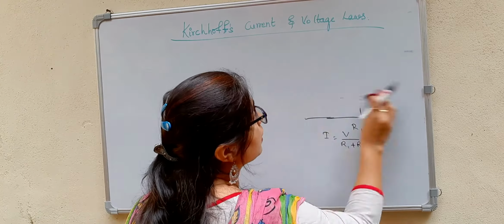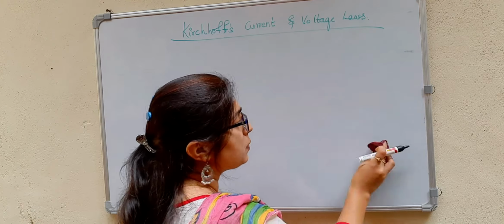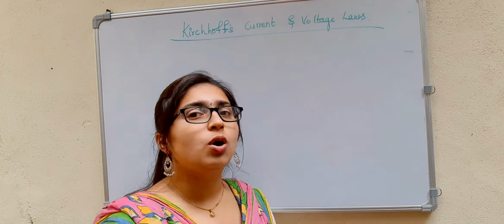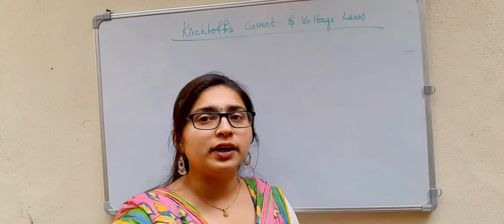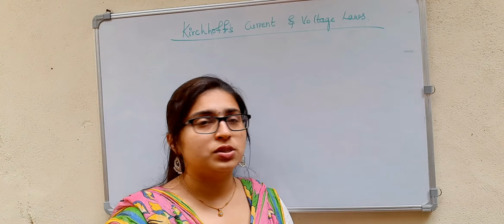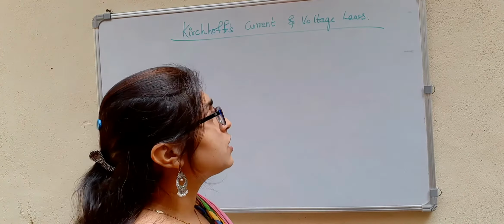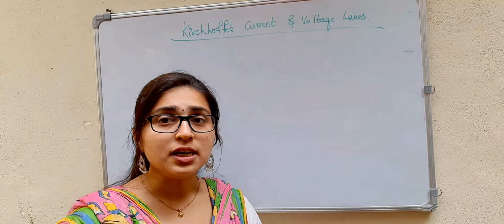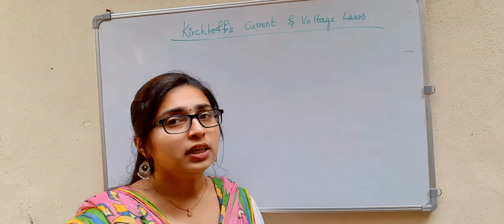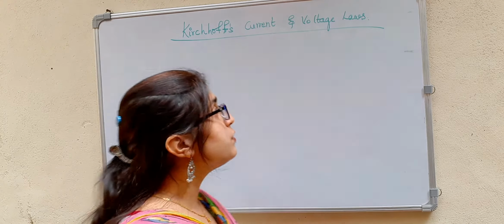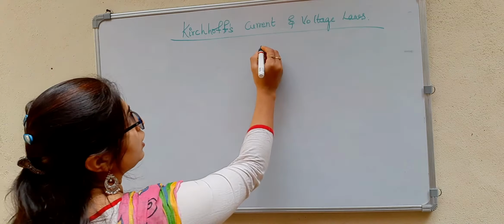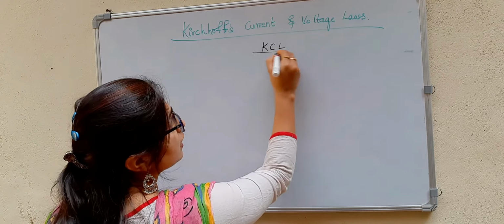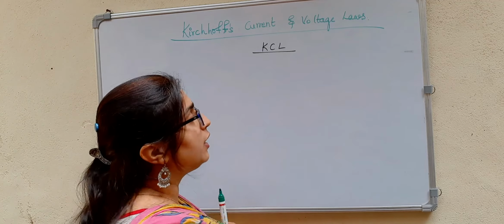But when we have a complex circuit, then what happens? We cannot just use Ohm's law or the combination of resistance to find out the unknown values. So we go for these laws, Kirchhoff's voltage and current laws, which are the fundamental laws used for the circuit analysis or the network simplification. So first let us study about the Kirchhoff's current law. This is also shortened as KCL, Kirchhoff's current law.